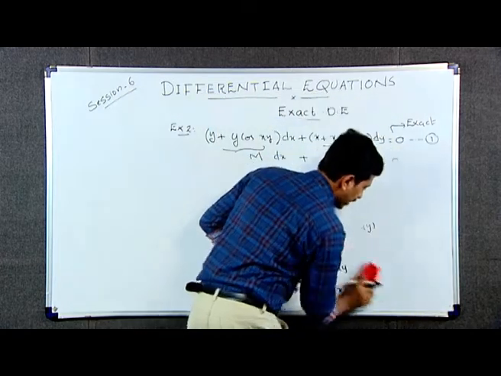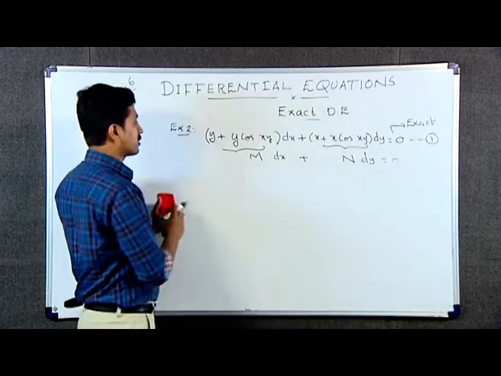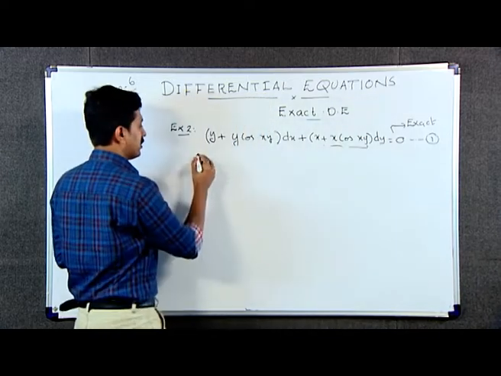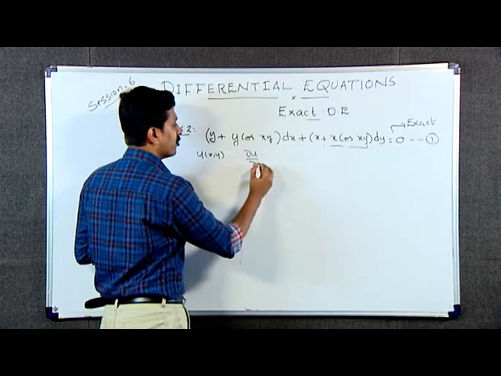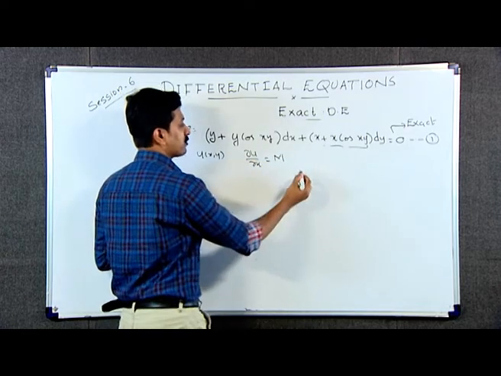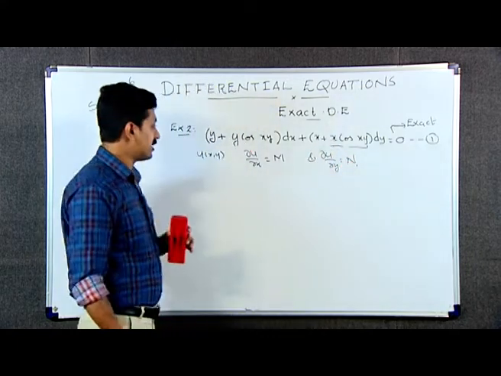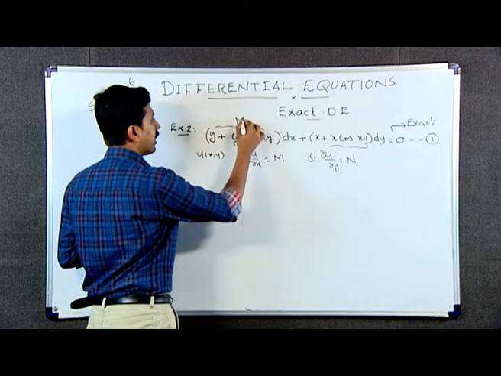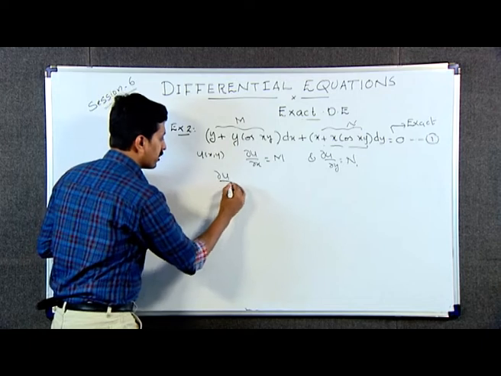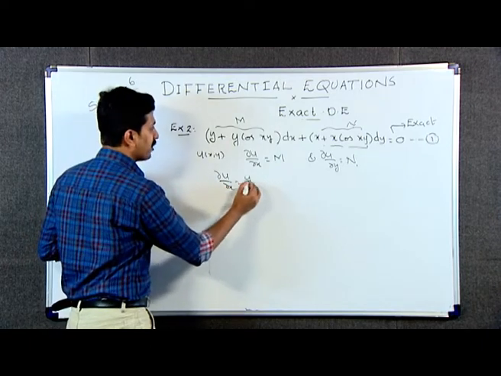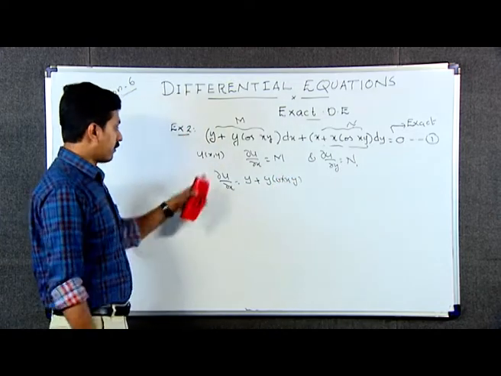So, we will suppose that there exists a function u(x,y) as a solution of 1, such that ∂u/∂x is equal to M as well as ∂u/∂y is equal to N. See, our M is here and our N is here. So, I am taking ∂u/∂x is equal to M. What about M? y plus y cos(xy).